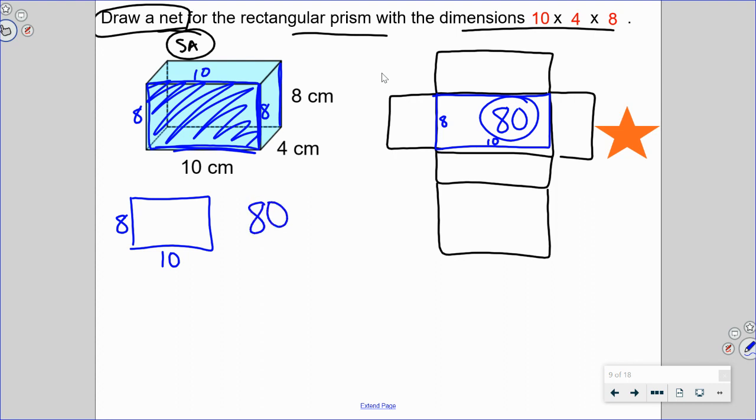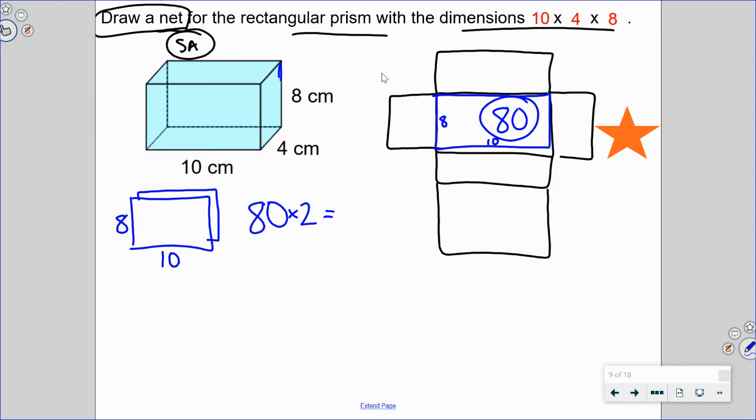Now something you should know, if you just draw individual faces, you're going to have to realize that there's 2 of these. We'll come back to that. So at this point, we have one of these on the net, but that means that it's got a buddy whose area is not surprisingly 80 as well.